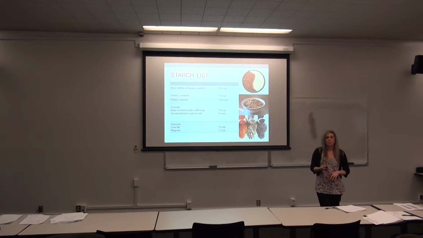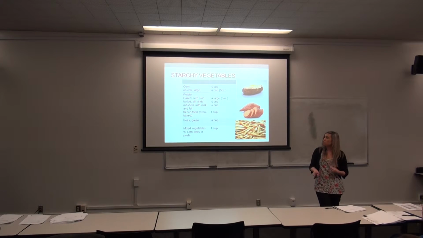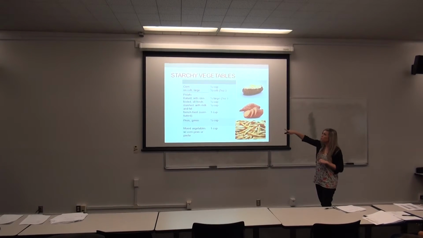Besides the normal things that you might think fall in the starch category, we also have starchy vegetables. You always have to remember that certain vegetables will fall in that starch category, not in the vegetable category. So here are some of the starchy vegetables. And again, you want to look at the portion sizes. With corn on the cob, if you have a large ear, only half of that corn cob would be 1 exchange.